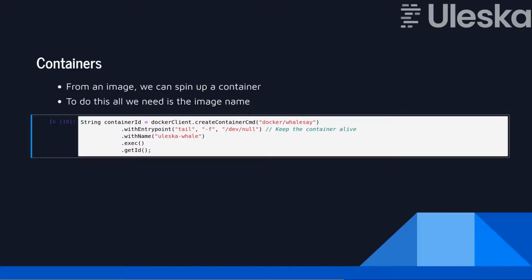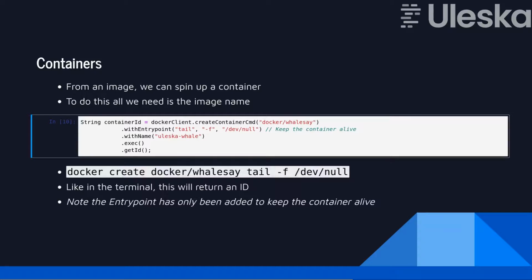And then I'm also giving it a name. Here I'm providing a name called Uleska whale, and that allows me to uniquely identify this. Or else I could use the string container ID, and that will provide me a SHA-256 of the container, and I can use that to distinguish it from all the other ones. And then I'm calling get ID to return that at the end. So this would be like passing this command, docker create, and docker whale say tail, and the entry point is the first command that is run whenever the container starts up. And just like in the terminal, it'll return the ID.